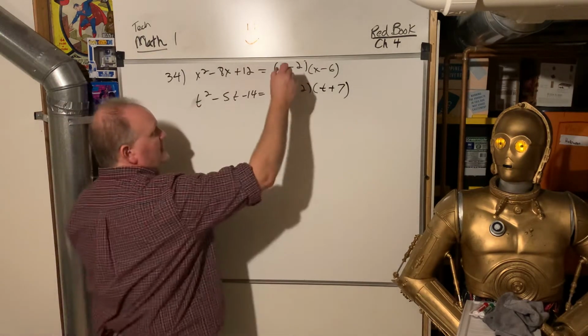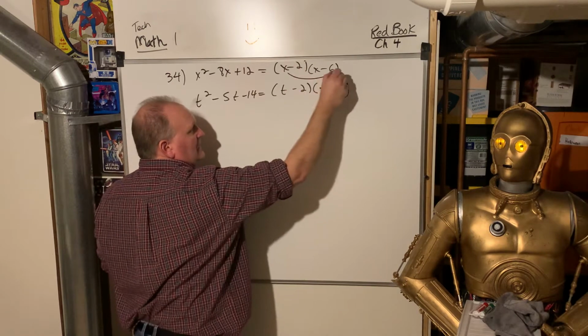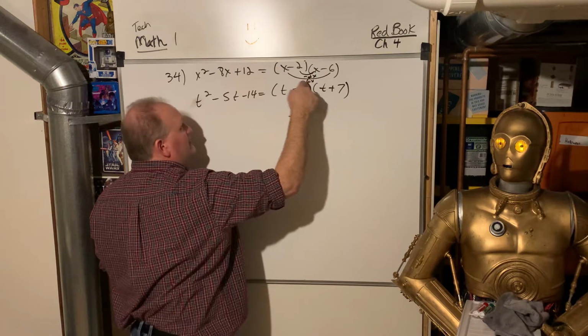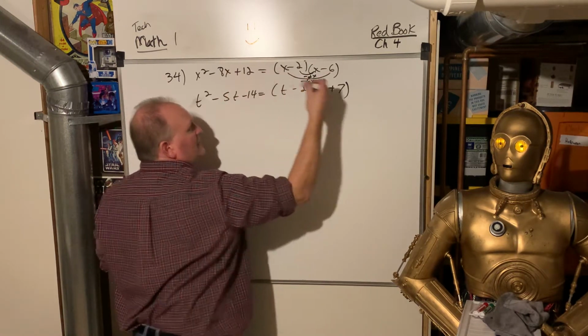If I multiply this, x times x, x squared, check. This one, negative 6x, this one, negative 2x, negative 6 and negative 2 is negative 8, check. And negative 2 times negative 6 is positive 12. So this one is correct.